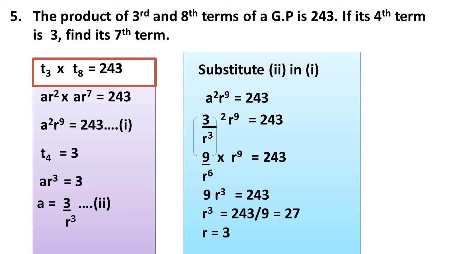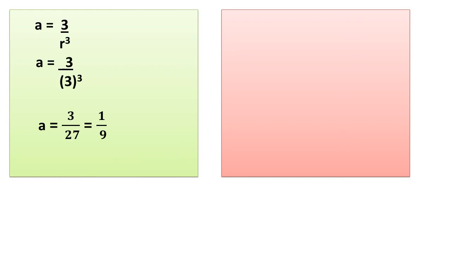Shift 9 to the other hand side, it becomes 243 by 9, hence the value of R is equal to 3. After calculating the value of R, find the value of A, 3 by R cube, that is 1 by 9. Hence, find the value of seventh term, that is A into R to the power of 6, seventh term is equal to 81.